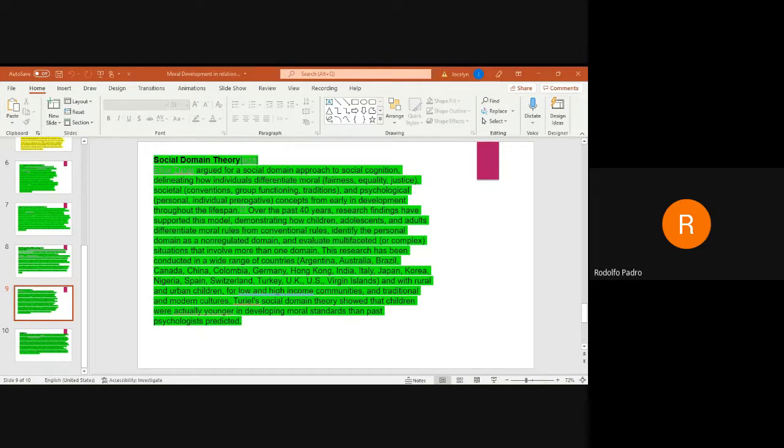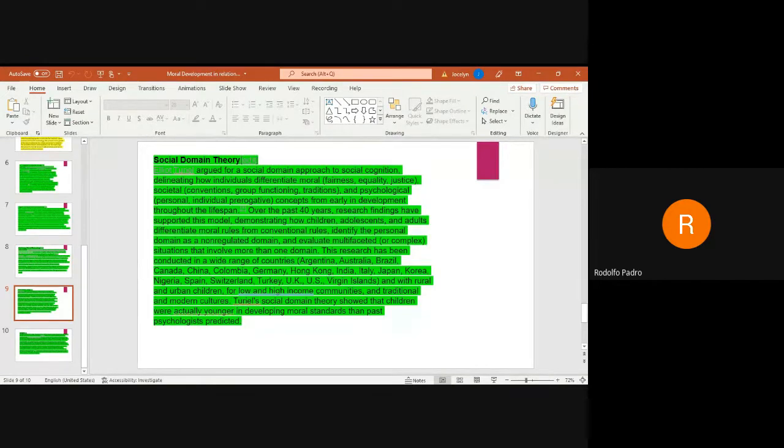Okay, back to my discussion. We talk about the social domain theory. Elliot Turiel argued for a social domain approach to social cognition, delineating how individuals differentiate moral concepts of fairness, equality, and justice, societal conventions, group functioning and traditions, and psychological, personal, individual prerogative concepts from early development throughout the lifespan.